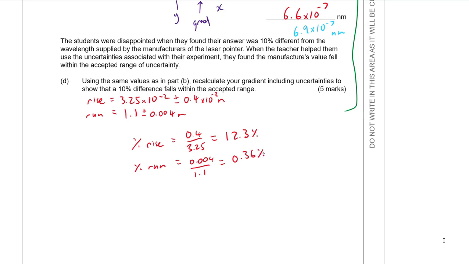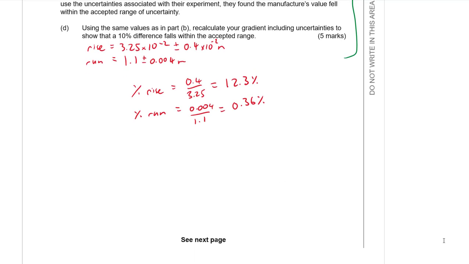0.36%. Right, so once you get these 2 points, then you add those percentage uncertainties together, because that's how you work out rise over run. So you would say the percentage uncertainty of the gradient is equal to 12.3 plus 0.36. So we're quite happy to say that's 12.7%, but I'm going to round up and say 13%.